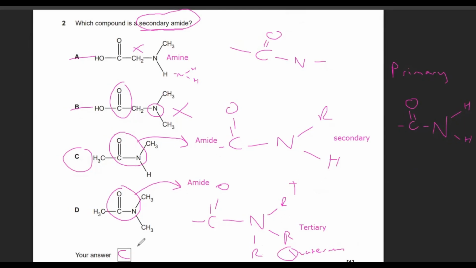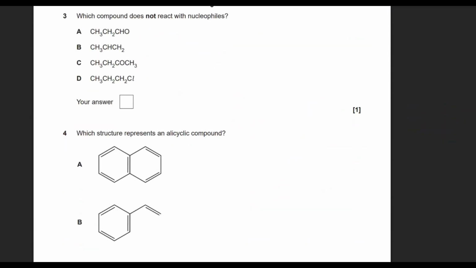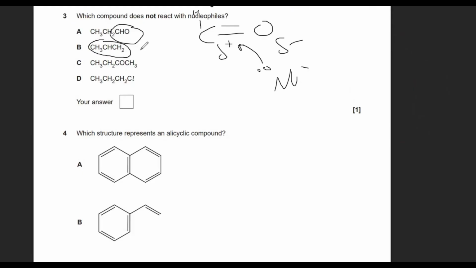Okay, so we're on to question 3 of this MCQ pack. Which compound does not react with nucleophiles? So what is a nucleophile? Well, phile means love. What does it love? It loves the nucleus. Why don't you pause and have a go? So a nucleophile is going to love positive things. And if you look at the carbonyl bond, there is a delta positive carbon and a slightly negative oxygen. So the nucleophile will be attracted to that carbon.